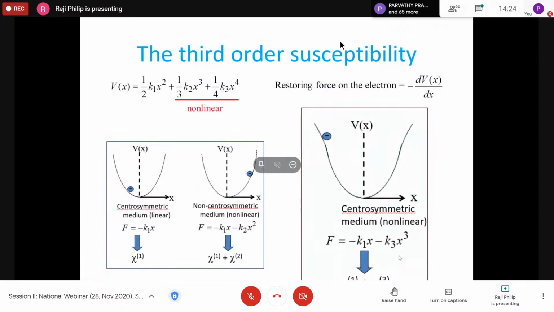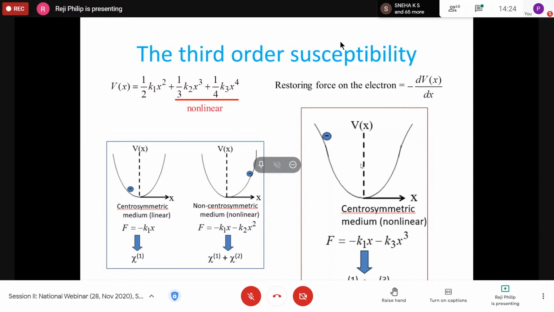Now let's also see the potential for the third order susceptibility. Here I have written all the terms in the potential: the x square term, the x cube term, and the x to the power 4 term. The x square term is the parabolic potential for the linear response. Here we have the second order response. You can see the asymmetry here, here and here. And here we have the third order term, and the third order term is the x to the power 4 term in the potential. As we know, x to the power 4 is a symmetric function.